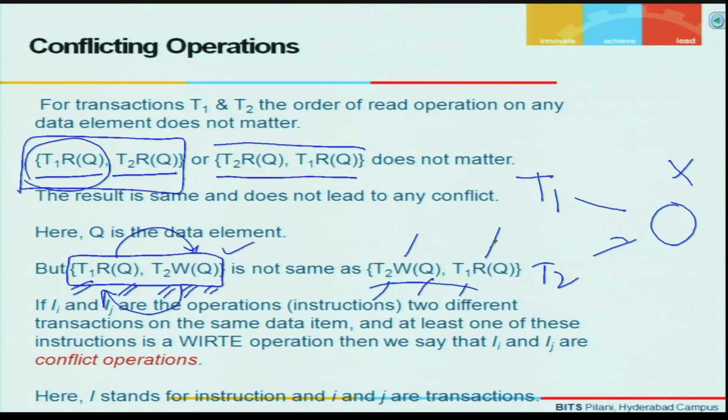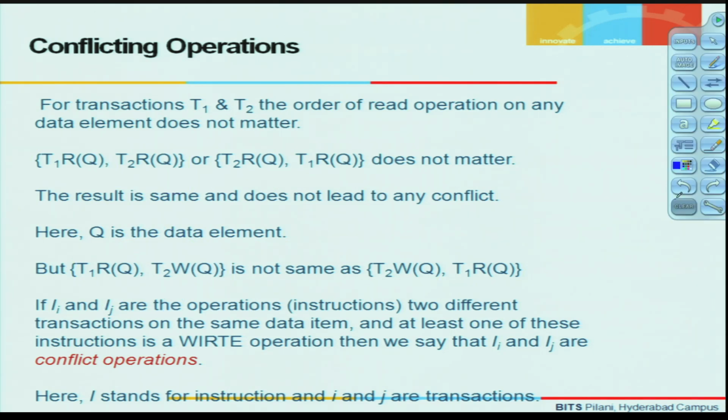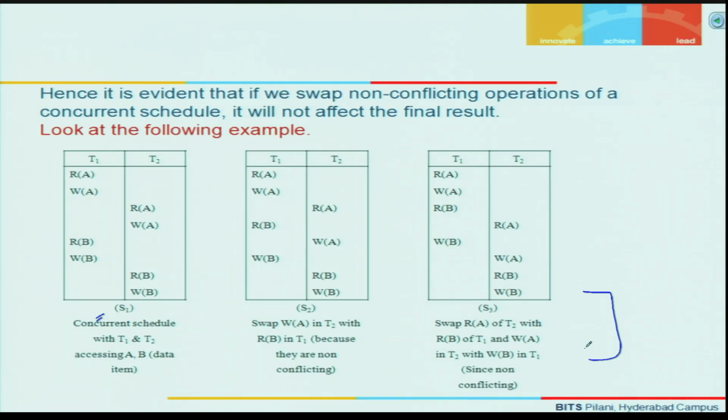Hence, if you take a pair of operations from two different transactions on the same data item, and at least one of them is a write operation, then I can say that that pair of operations is a conflicting pair of operations. Here I and J stand for the instructions, and they belong to different transactions. If you carefully read this, it is the same as what I have described just now. At least one of them should be a write operation on the same data item, and then it is known as a conflicting pair of operations.